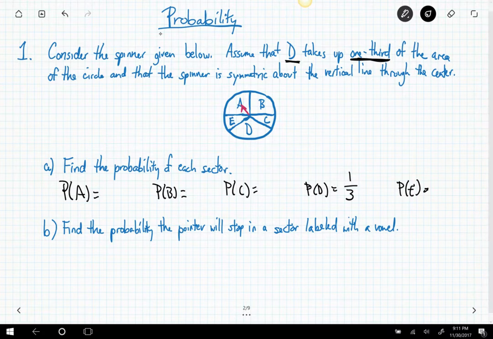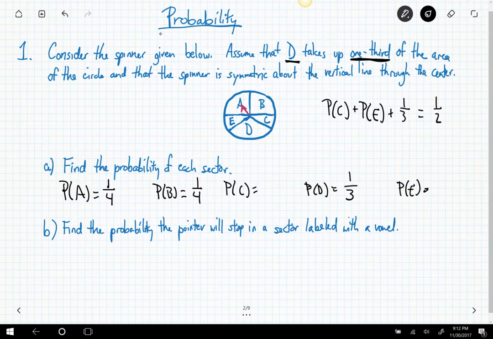Now where do we go from here? Well, we see that there's a top half. A and B have broken the top half into a half, so that means the probability of A, well, half of a half is 1/4, and the probability of B is half of a half is 1/4. So now what that means is, if you think about it, probability of C plus probability of E plus the 1/3 from the probability of D, that has to equal 1/2.